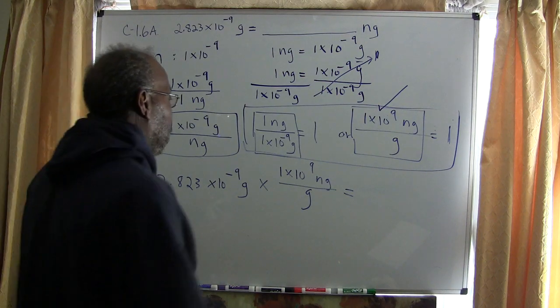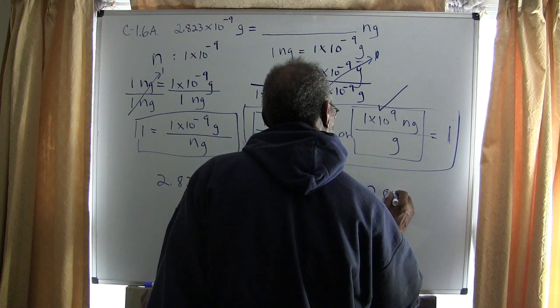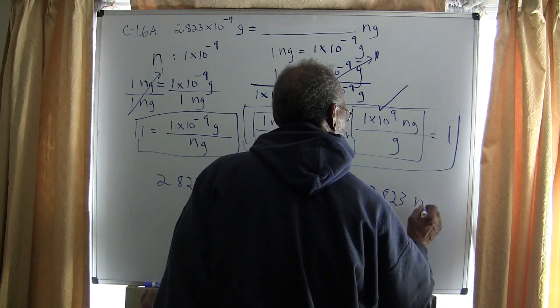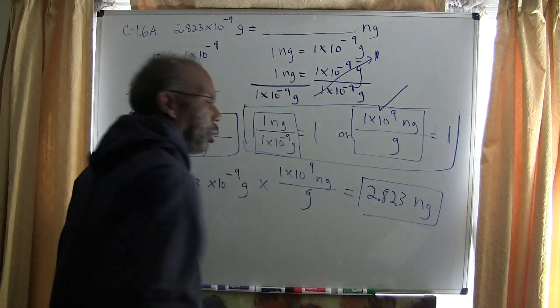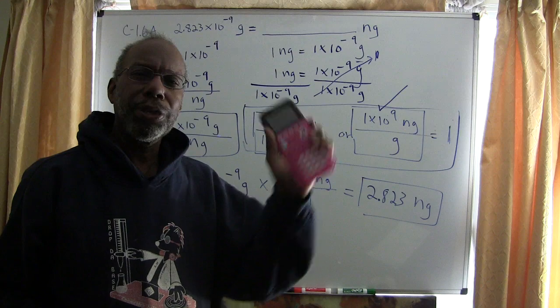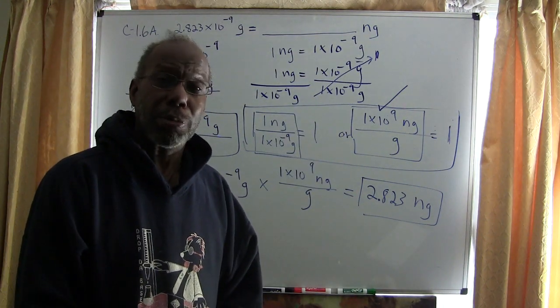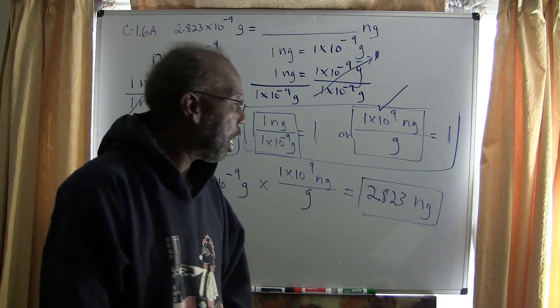So therefore, the answer here would be 2.823 nanograms. And that's pretty simple, pretty straightforward. I didn't even have to use my calculator for this one, but you will have an opportunity to use calculators in subsequent problems in this class.